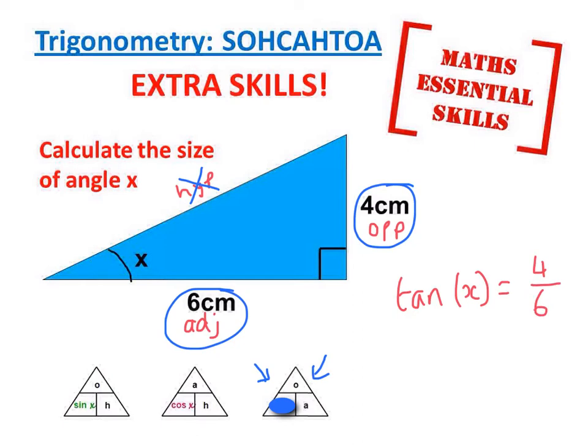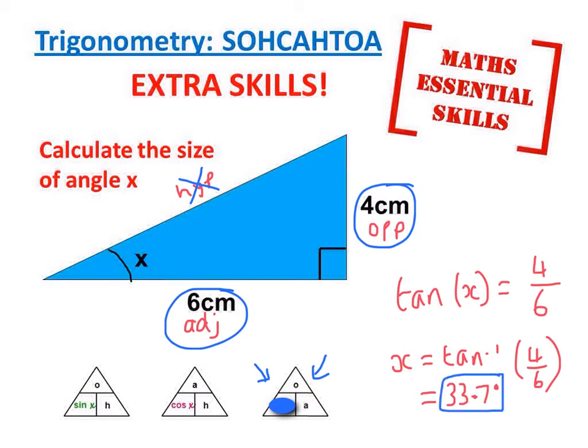Now, to get rid of the tan, because I want to know what x is, I have to use the inverse. So I'm going to do x equals tan minus 1 of 4 over 6. And when I put that in my calculator, I get the answer of 33.7 degrees. I'll just check, is that a reasonable answer? Well, clearly from that diagram, which isn't to scale, I'm looking for an acute angle, so yes, I'm very happy that the answer 33.7 degrees is reasonable. Therefore, I'm confident with that answer.